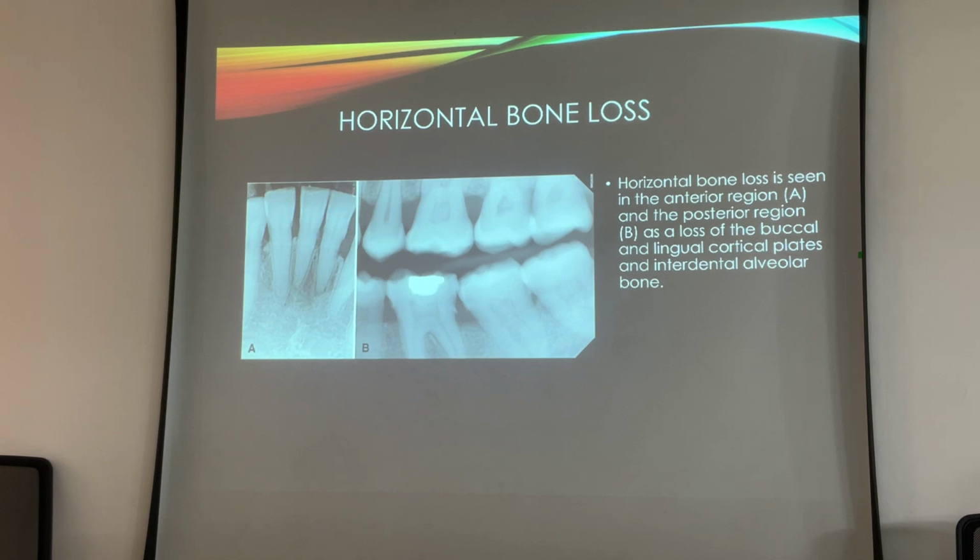So more than 2 millimeter, the amount of bone present. This is the first step in evaluating the amount of bone present. So this is the bone, maybe around 1/3 middle of the teeth.